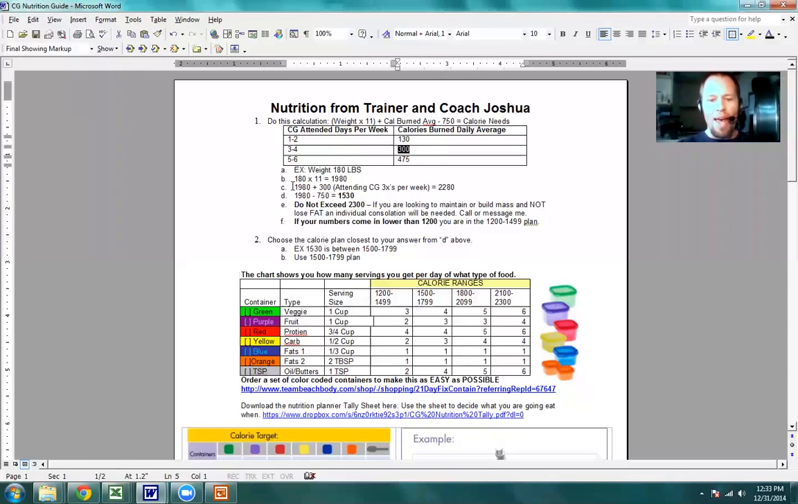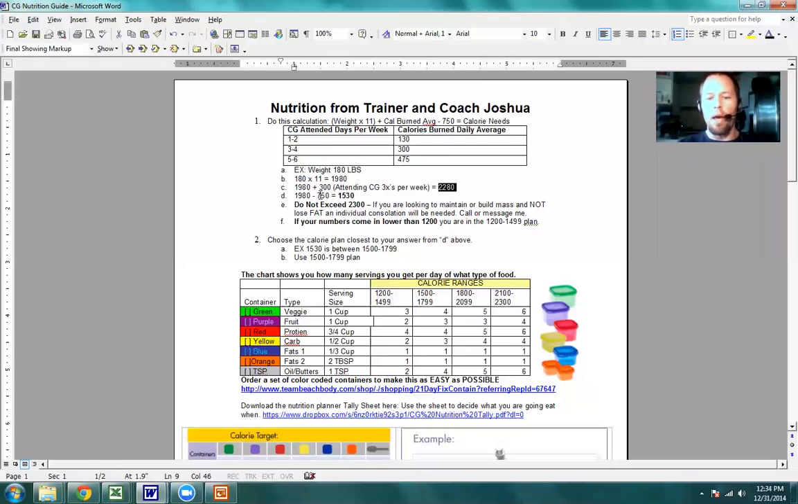So if I add 1,800, my resting metabolic maintenance number, to 300, now I am needing 2,280 calories in order to supplement what I'm burning on my activity. Now, this is, again, just to maintain.